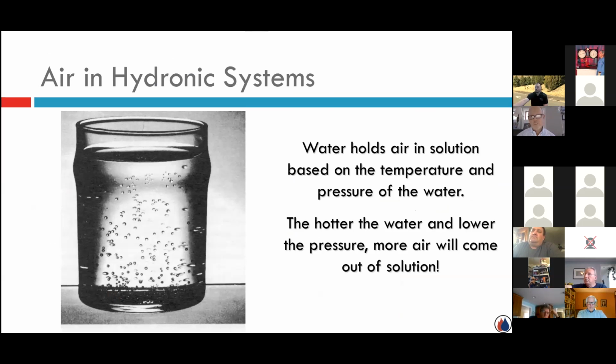And it actually comes from within. H2O, right? Oxygen is part of water. And there's a couple of things you want to be aware of. Water can hold air in solution, and it's based on the temperature and pressure of the water. The hotter the water and the lower the pressure, the more air will come out of solution. So you have a hydronic system, you filled it, you're starting it for the first time. You filled it with street temperature water. There's a lot of air in solution. Now, as you heat that water, air's coming out.